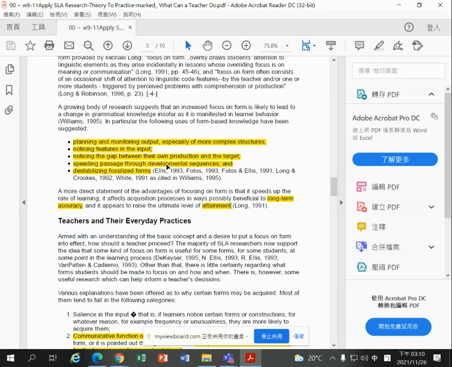Speedy passage through developmental sequence. What is speedy passage? That means speed up the development sequence. Form focus actually can speed up the development sequence. The fifth one, maybe you will have some problem. What is destabilize? Stabilize fossilized form, but why do you need to destabilize? If fossilized form is stabilized, what does that mean? You fossilize. That means you stop here.